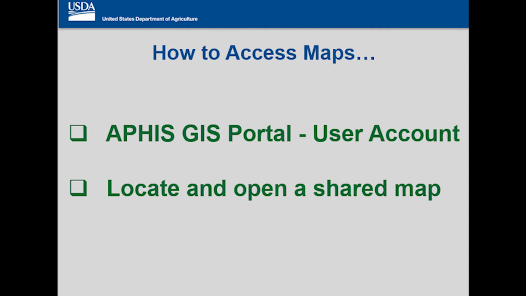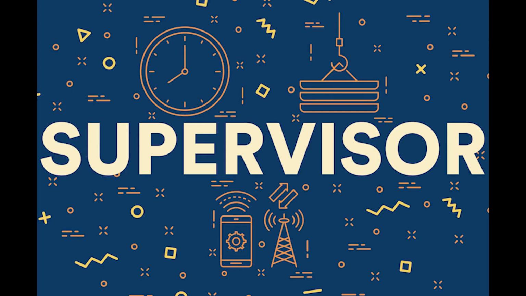So we're going to discuss how to access these maps via these two topics. First, an APHIS GIS portal user account, and then how to locate and open a map that has been shared with a group of which you are a member. We've talked about why ArcGIS Collector. We've talked about what it is, a data collection tool that pairs mapping functions, and we've talked a tiny bit about how to access it through the APHIS GIS portal.